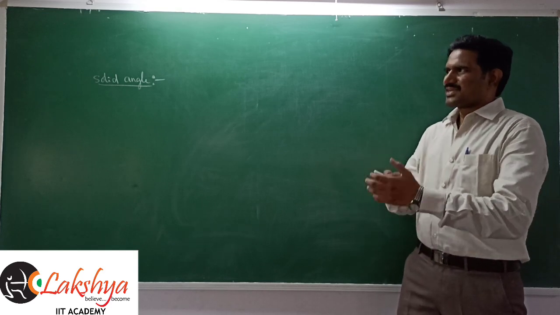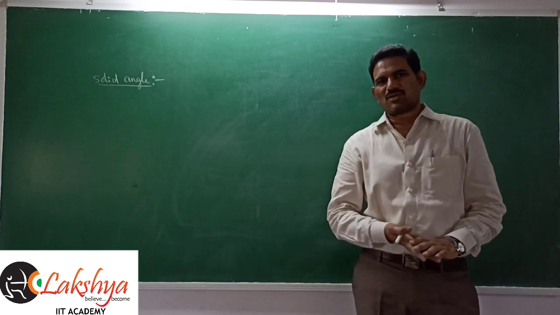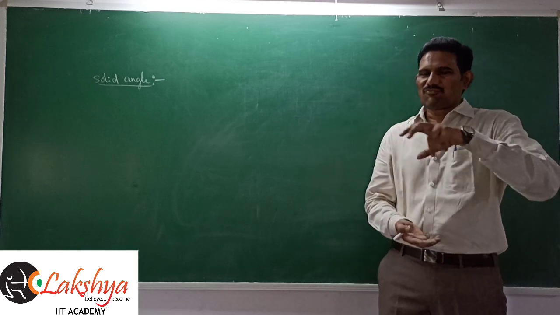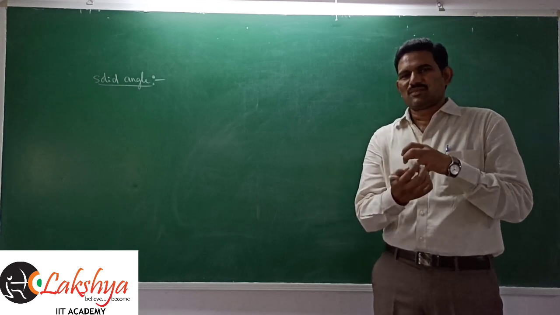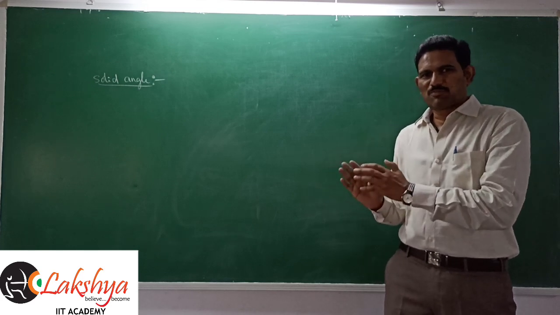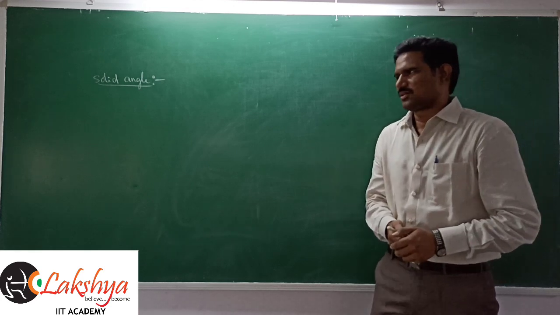Now the generalization of that plane angle in three dimensions is what we call the solid angle. That means this solid angle is defined in 3-dimensional space. It is a generalization of the plane angle in 3D. So plane angle is defined only for a plane, that means in 2-dimensional, and now the solid angle we define in 3-dimensional.